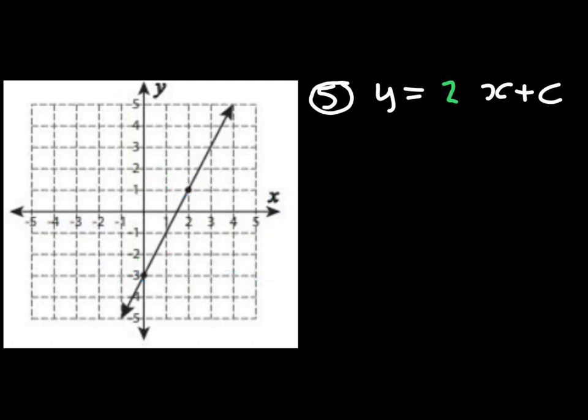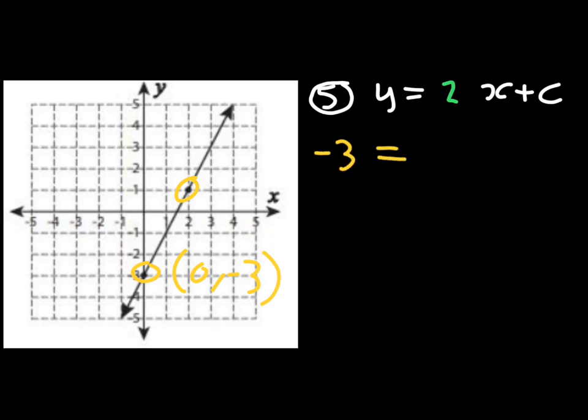Now we just need to find c, and to do that we substitute in one of the points. Now we're going to choose point 0 and minus 3 for this example. It doesn't matter if you chose point 2 and 1, you will still get the same answer. So for this example, we've got that y equals minus 3.